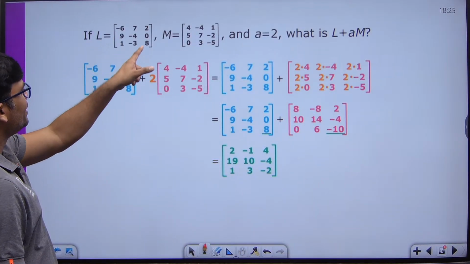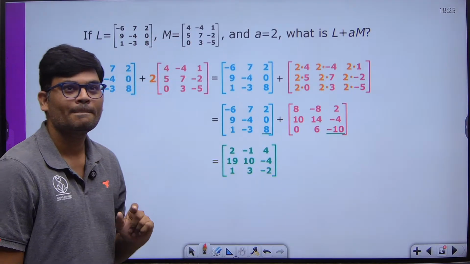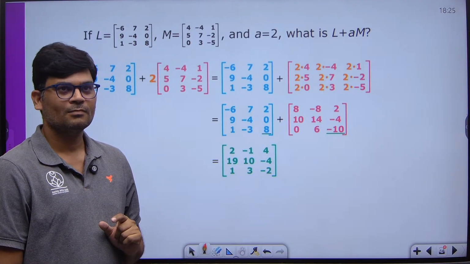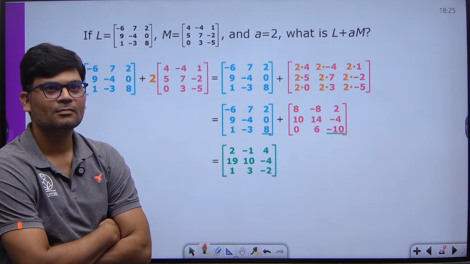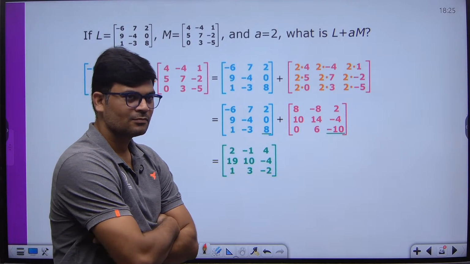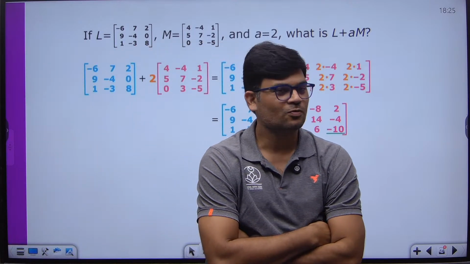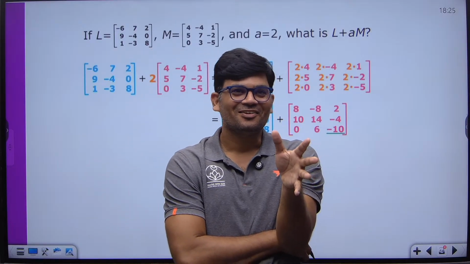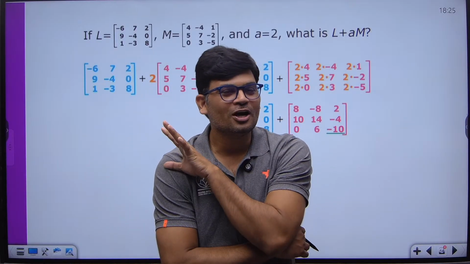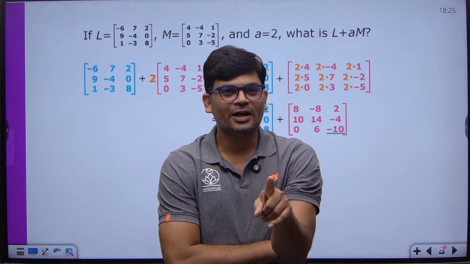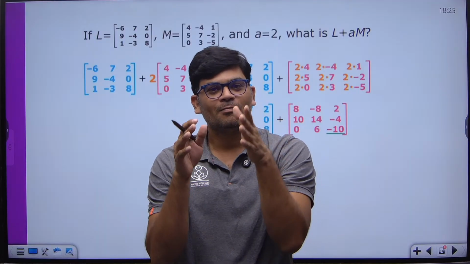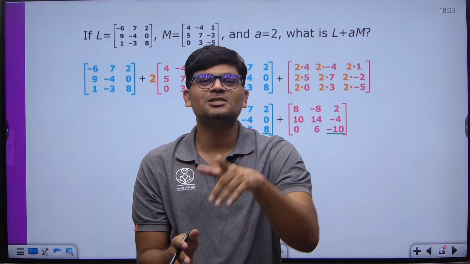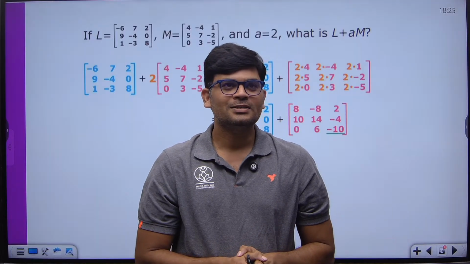Now let us take one example. L is given as this, M is given. In multiplying the matrix, if the number of rows in the first matrix is equal to the number of columns in the second one, you can't multiply. No, that has not to be looked at. First of all, you should not look at that. What you have to look at is that the number of columns in the first matrix must be equal to the number of rows in the second matrix.